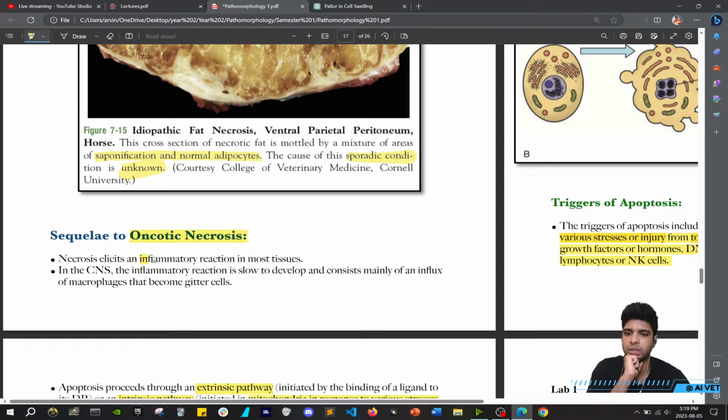Inflammatory reaction in most tissues. In the central nervous system, the inflammatory reaction is slow to develop and consists mainly of an influx of macrophages that become Gitter cells. The inflammatory cells in the central nervous system are slow to develop.